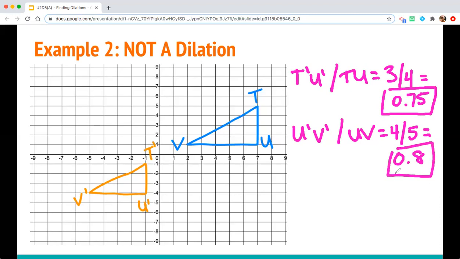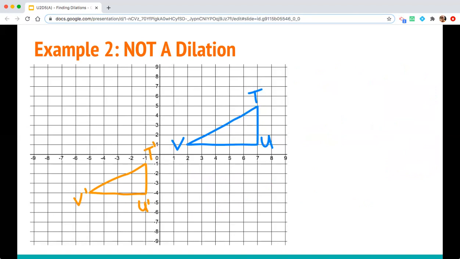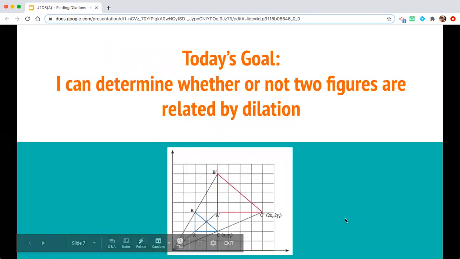There is not a constant ratio between these two triangles when I compare their corresponding sides. So they are not similar. That means they are not related by dilation. So I can say T prime, U prime, V prime is not a dilation of TUV. Because there is not a constant ratio between the corresponding sides of the image and the pre-image, it is not a dilation. They are not similar figures. This is how you're going to be showing your work and performing your calculations today to be able to prove whether or not two figures are related by dilation.